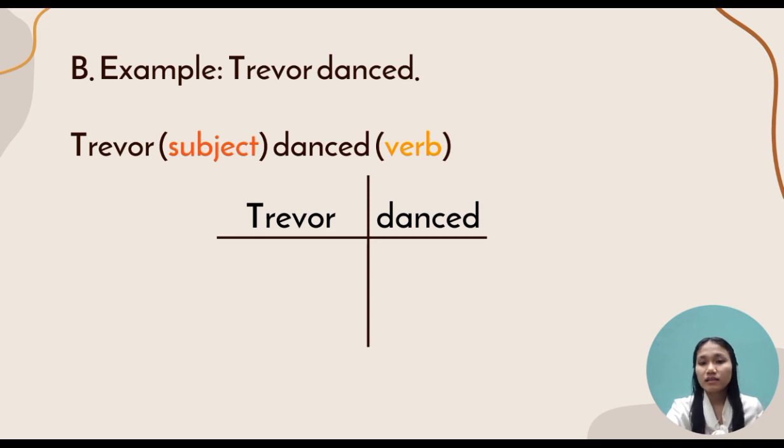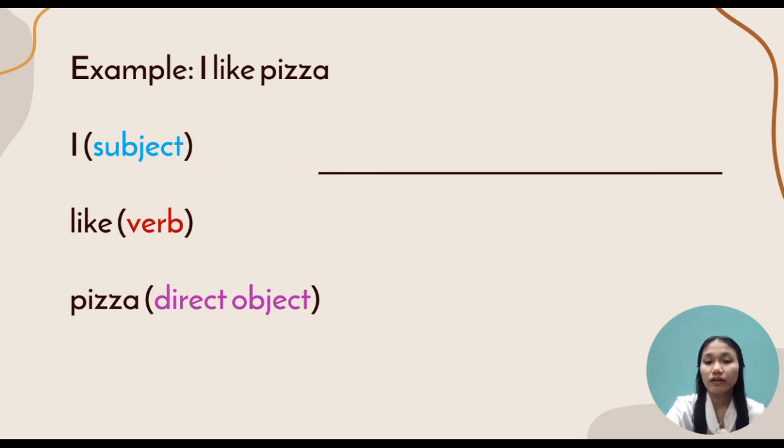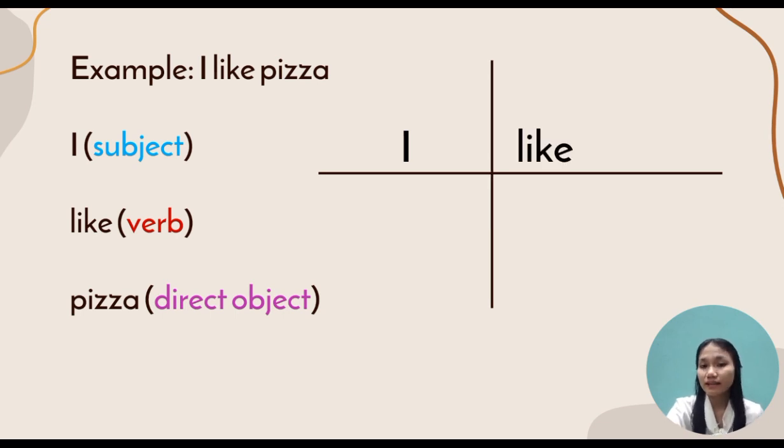And next, for a simple sentence that has a direct object: I like pizza. I is the subject, like is the verb, and our direct object is pizza. Again, we draw a horizontal line. We put our subject on the left corner of our diagram, separate it from the verb using a vertical line, and put our verb, like. And next, as I said earlier, the direct object is represented by a vertical line, but always remember that it shouldn't overpass our horizontal line.